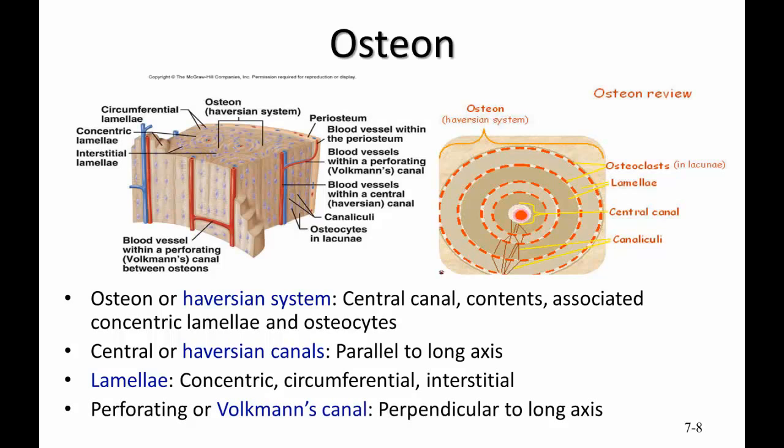And then we have blood vessels that are going horizontally, and these are called perforating canals or Volkmann's canals. Volkmann's canals are the longer name. And again, they're going to go perpendicular to the long axis of the osteon. And basically that allows for collateral circulation between the central canals. So it helps to bring blood deeper into the bone.